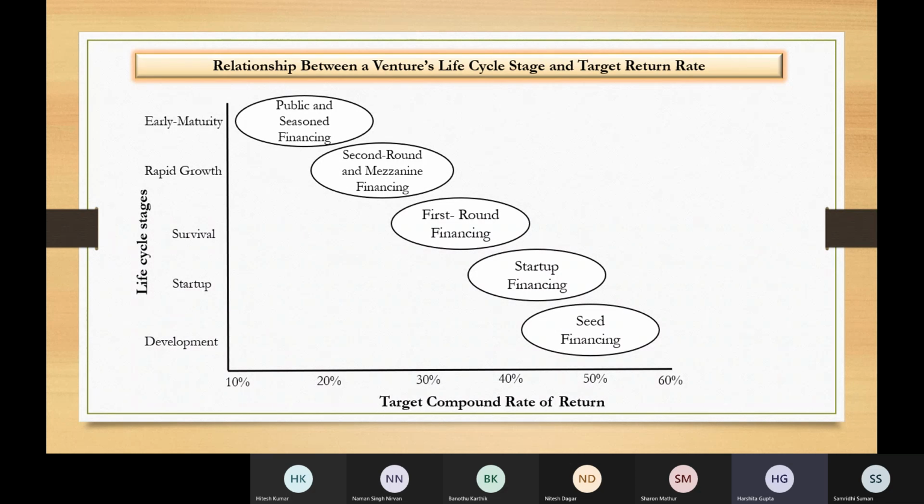Okay, what is mezzanine financing? Anybody? Sharon, Nitesh, Hitesh, Naman, anybody? What is mezzanine financing?